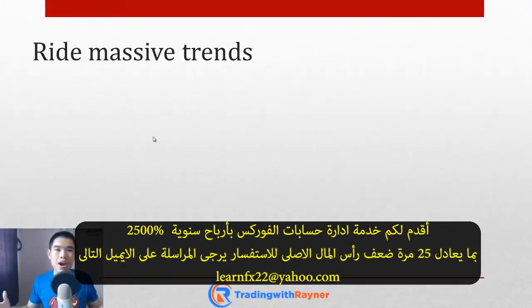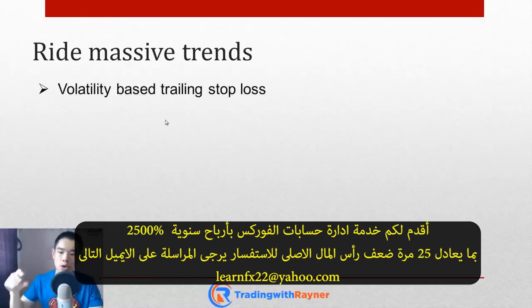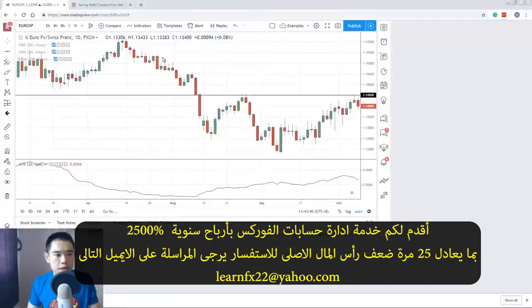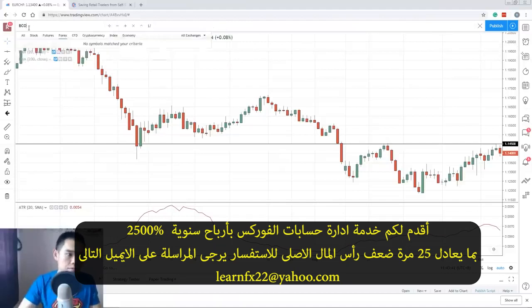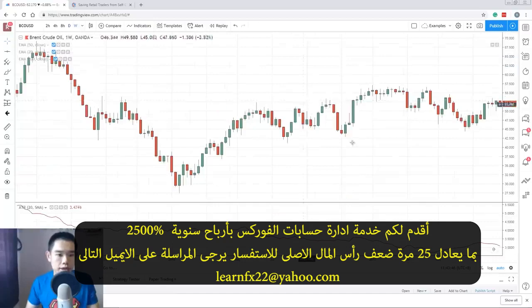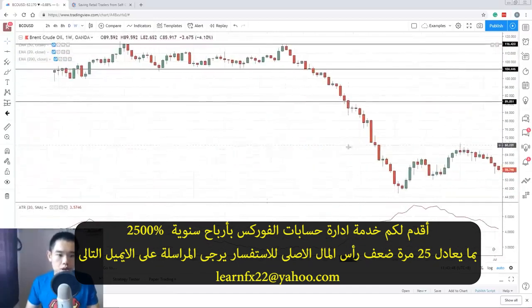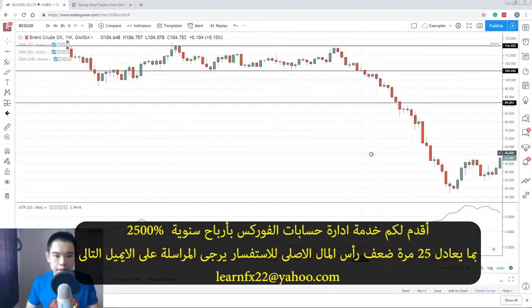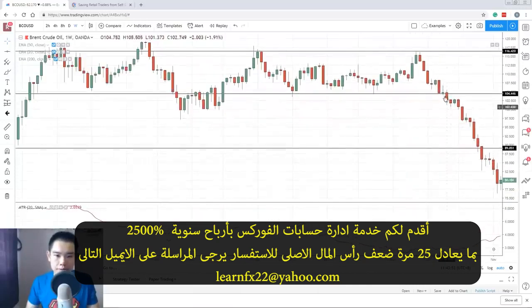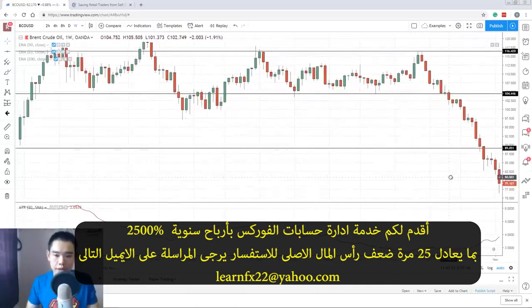And finally, how do you ride massive trends in the market? Okay, so the ATR indicator is a volatility-based indicator, but at the same time, it can be used to ride trends in the market as a volatility-based trailing stop loss. So let's say, for example, let's look at just one market, Brent crude oil. Let's look at the weekly. In this case, let's say Brent crude oil is in a downtrend, and prices break down lower.